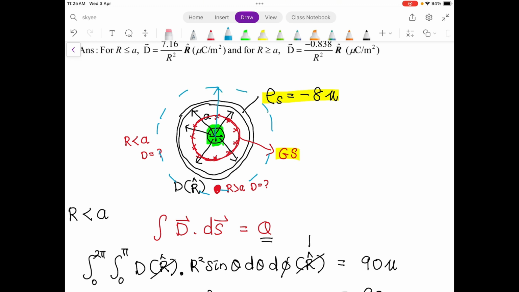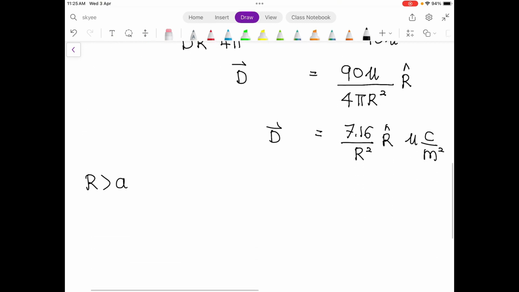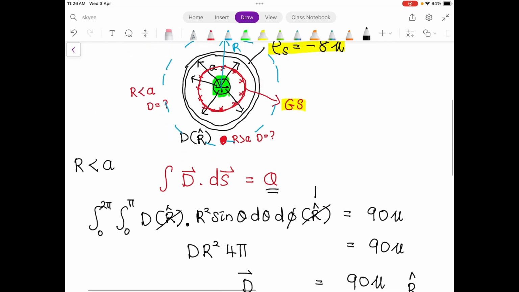Okay, and this one will be your R. You see your R is greater than the A. Okay, go back to the Gauss law. So the total electric flux coming out from the Gaussian surface will be equal to the total charge that is enclosed by the Gaussian surface.